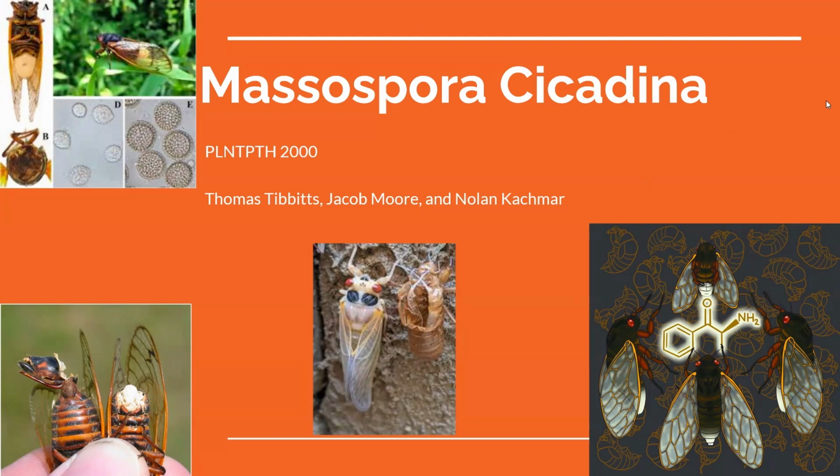Hey, good morning, everyone. I'm here with Jacob and Nolan, and we're here to talk about one of the most beautiful examples of evolution in action through this really cool parasitic fungal species called Massospora cicadina.